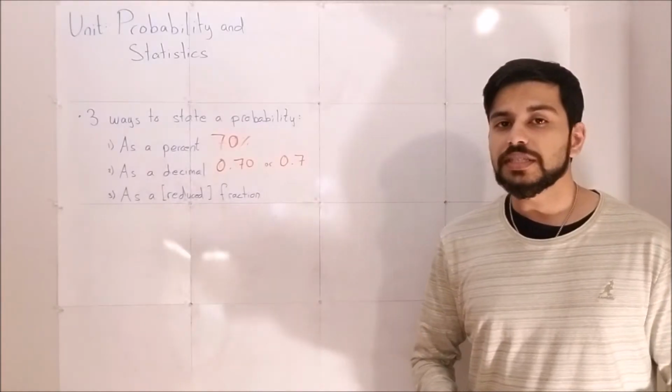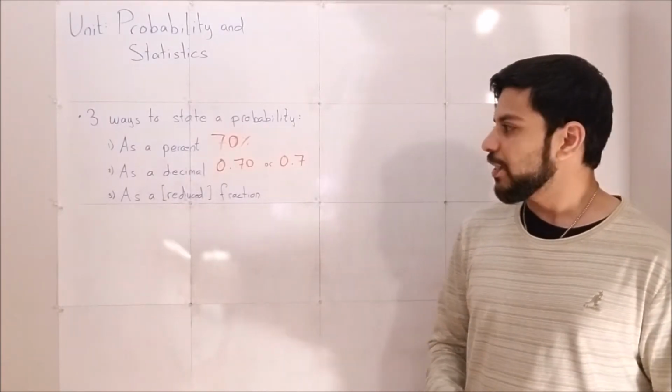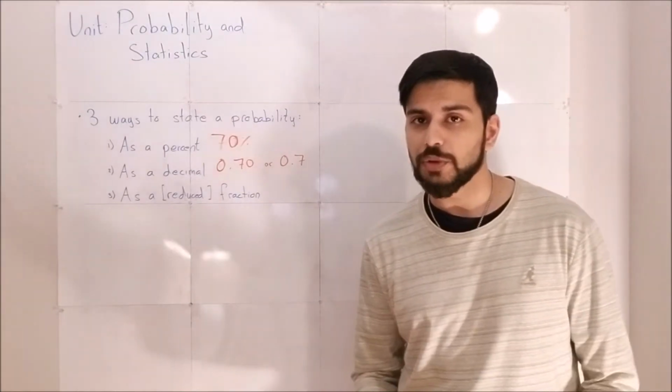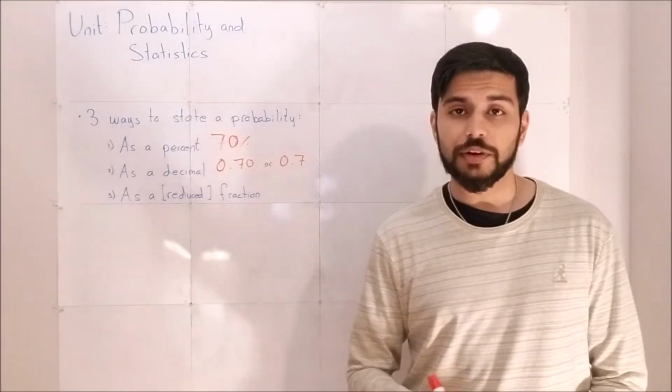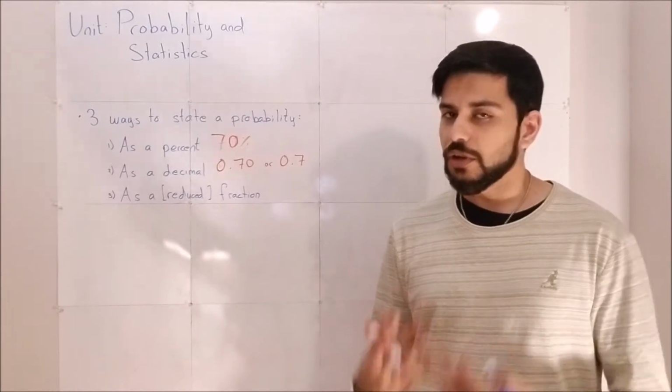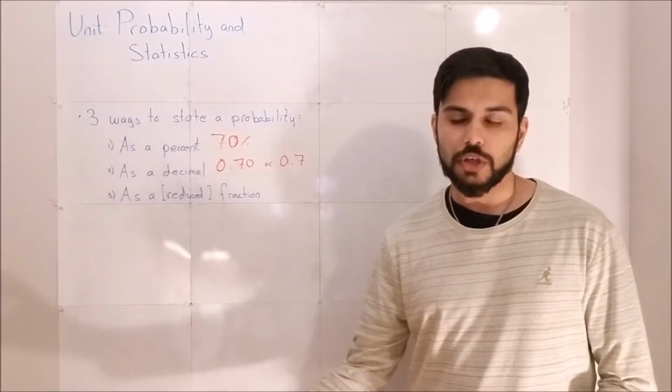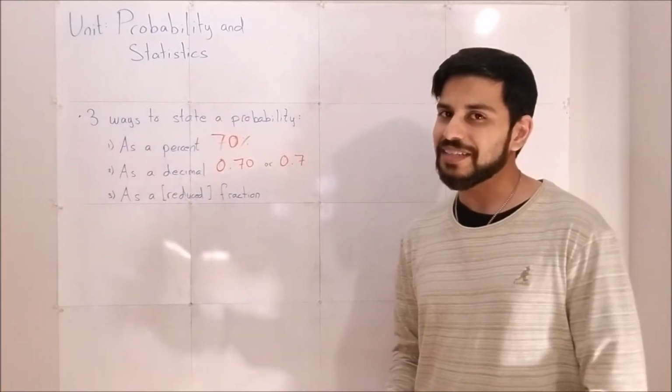The third way is to state a reduced fraction. I've put "reduced" in square brackets because sometimes your fractions will not be reduced. It's your job to figure out how to do that. So if you're not comfortable dealing with reduced fractions, you might want to avoid that when you're recording your responses, but I will be making you practice it a little bit.